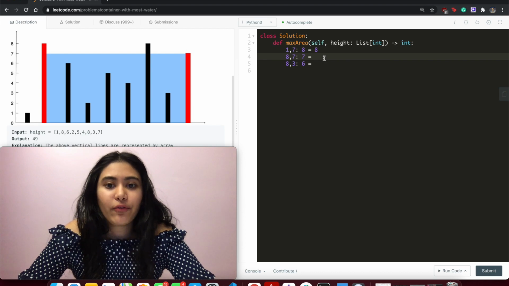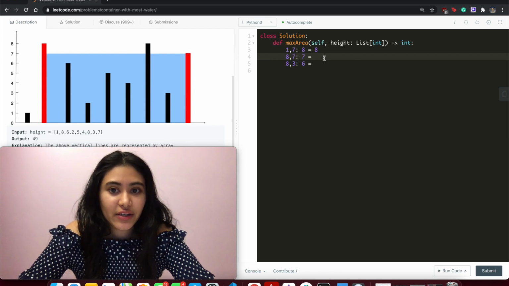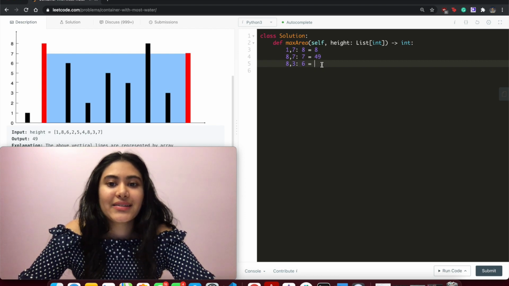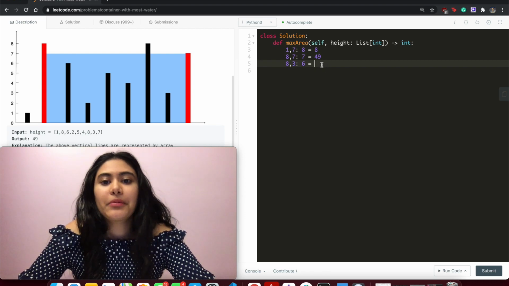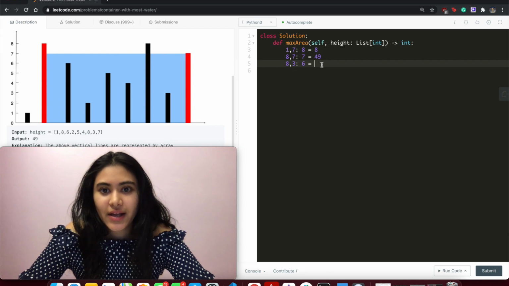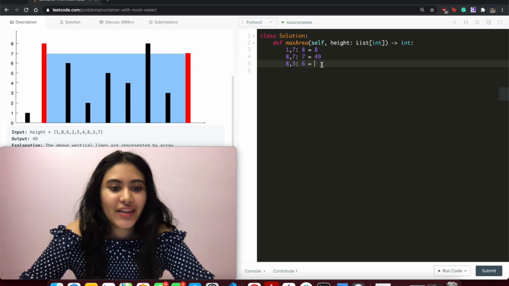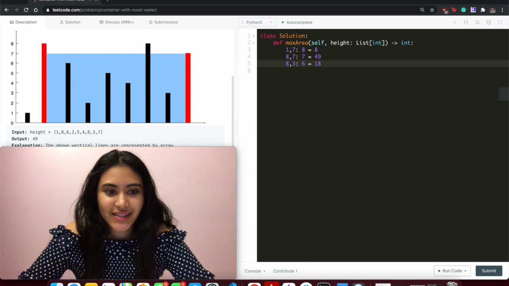Now, similarly for bars 8 and 7 with a distance of 7 between them, we would take the minimum of 8 and 7, which is 7, times 7, so that would be 49. And 8, 3, and 6. So the minimum of 8 and 3 is 3. And how far can we go storing this 3? That would be 6, so that would be 18.